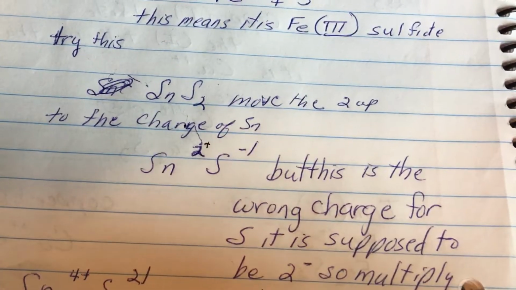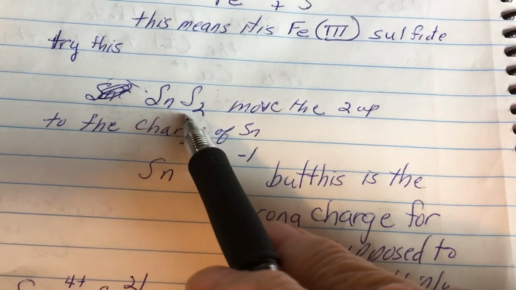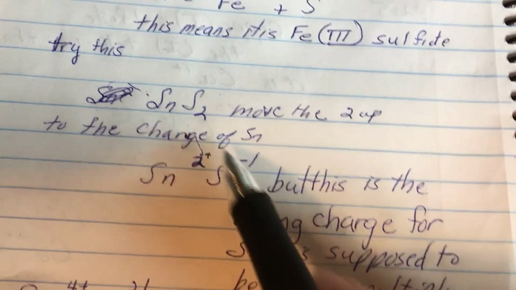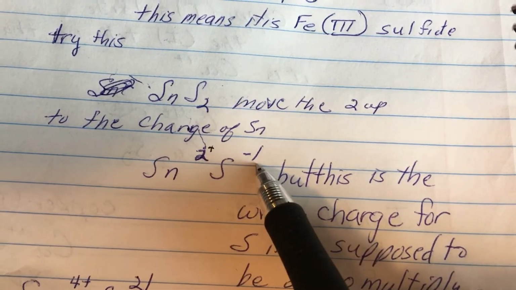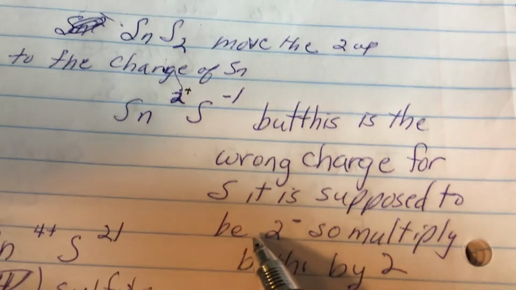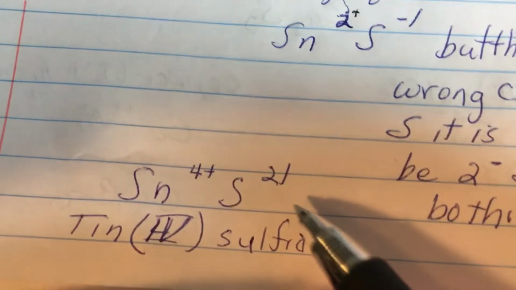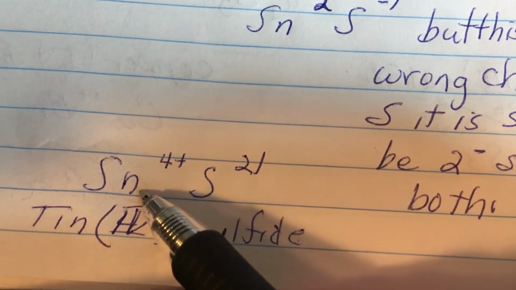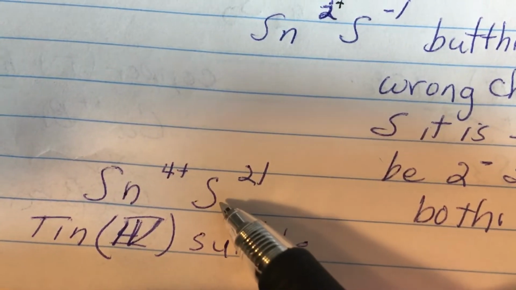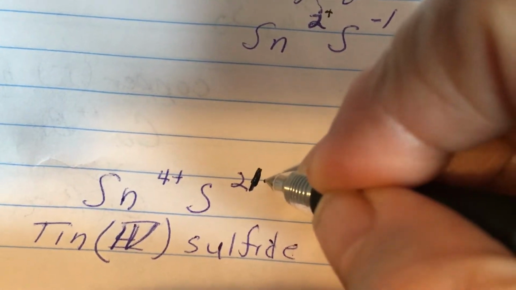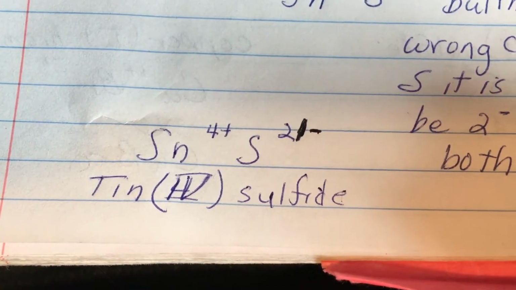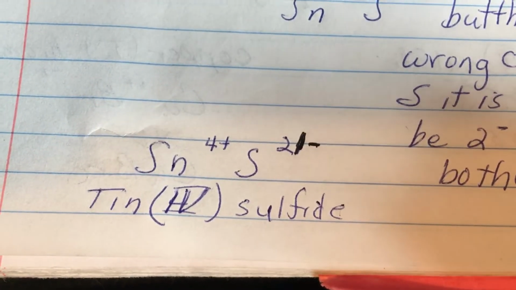They reduced the numbers in the bottom up here. So now, because we know sulfur has a 2- charge, we have to multiply each of these by 2. So that means it should be Sn4+, S2-. So this compound was tin(IV) sulfide.